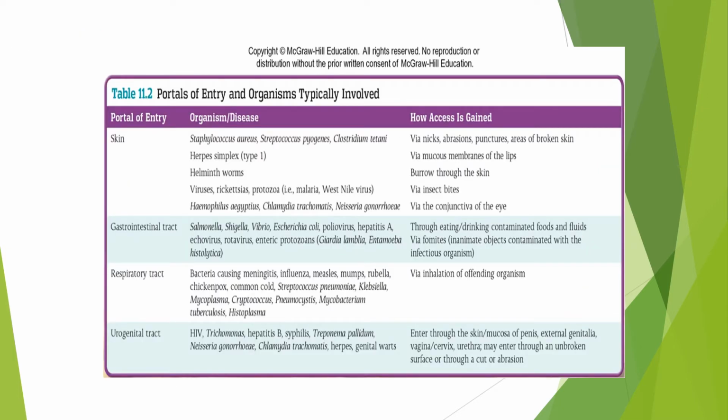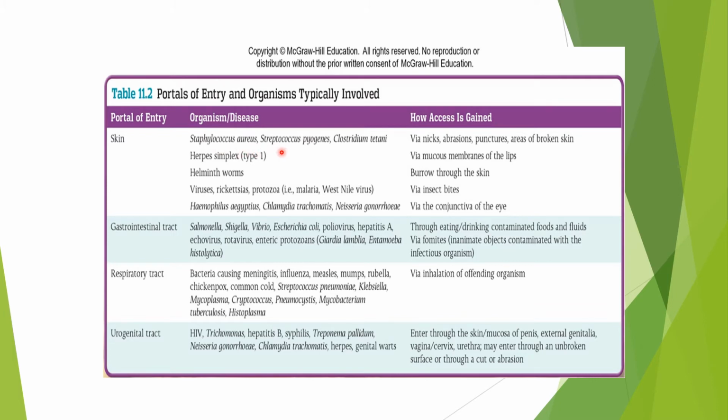What this table is showing you right here is how the bacteria enter into our body. They can enter through our skin, or into our GI tract, our respiratory tract, or our urogenital tract. So, for example, how are they going to pass through our skin? Well, if you get cut, right? Cuts and nicks, abrasions, all of that. Areas of broken skin, they can get into.